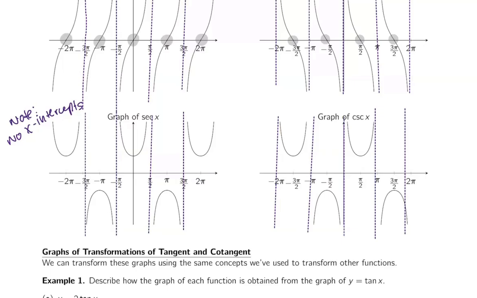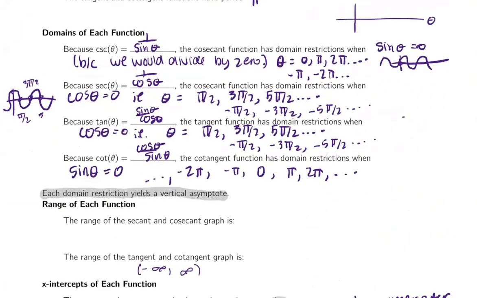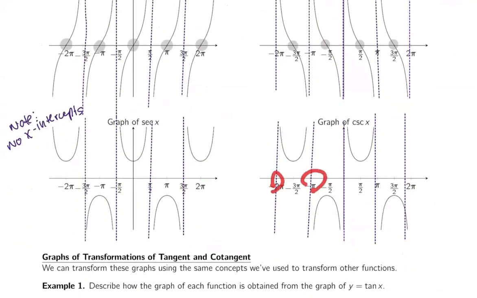And that matches what we had here. We said that cosecant is going to have domain restrictions at all the multiples of pi. And that's what I'm seeing down here. The multiples of pi is where I have my domain restrictions.